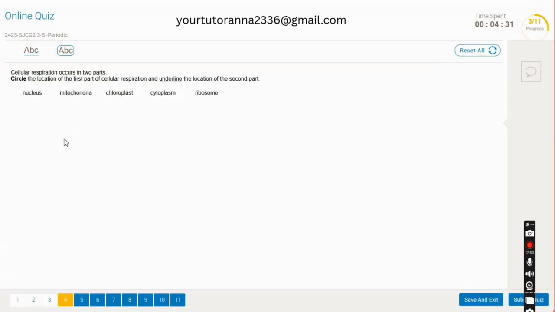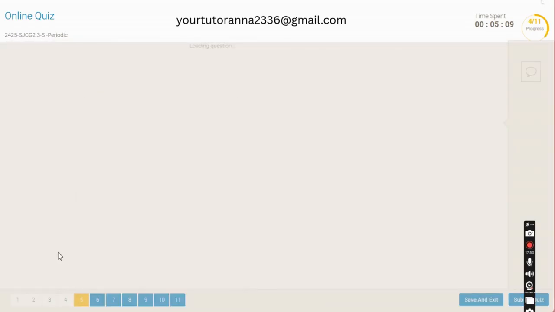Cellular respiration occurs in two parts. Circle the location of the first part of cellular respiration, and underline the location of the second part. Remember from your ebook, the first part always takes place in the cytoplasm. The glucose starts breaking down there into smaller molecules. So we will circle the cytoplasm. And in the mitochondria, that's where most of the energy is released, slowly. Remember, you cannot provide yourself with a big amount of energy at once. You have to provide the energy in small packets of energy.